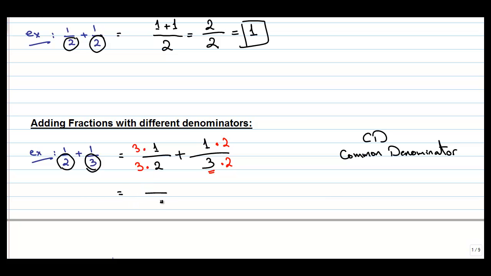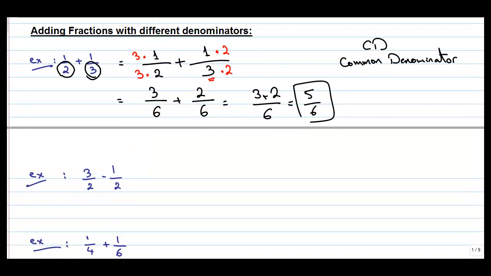Down we have 6. And for the other fraction also, down we have 6. Up we have 3. And here we have 2. You can see now that we have the same denominator. You can add easily. Just write 6, and add what? As we did in the previous one, just add the numerators. So it's 3 plus 2. That's 5 over 6. Right?